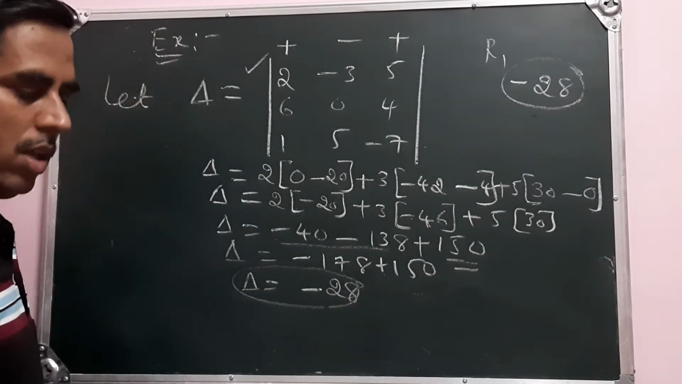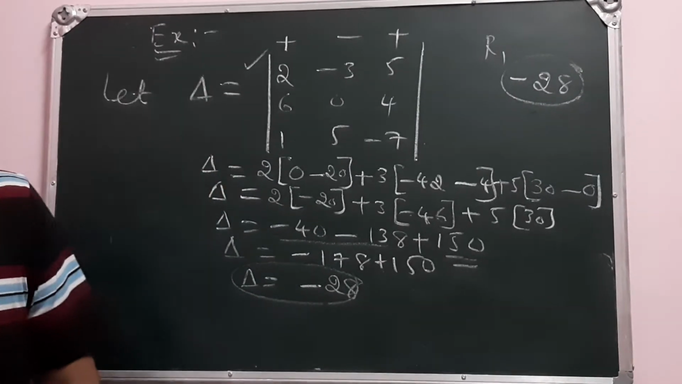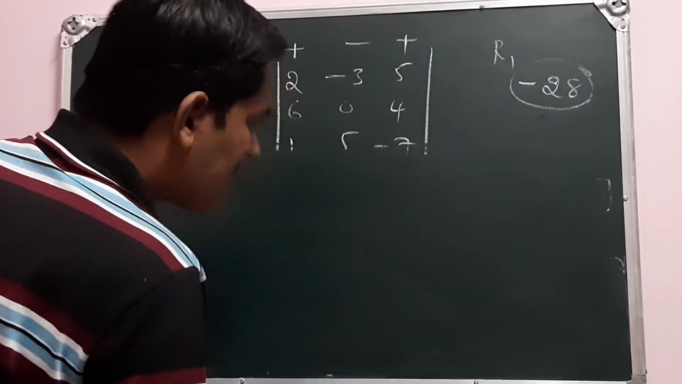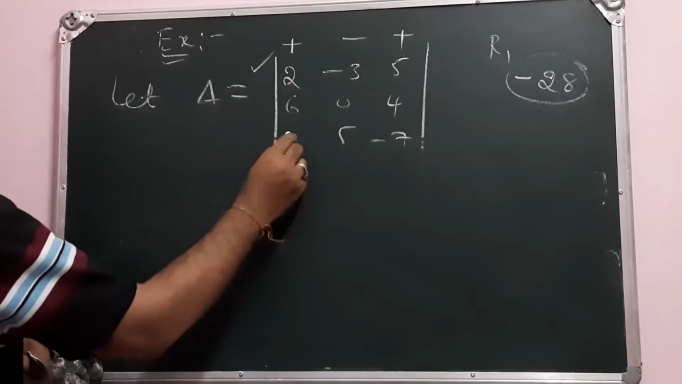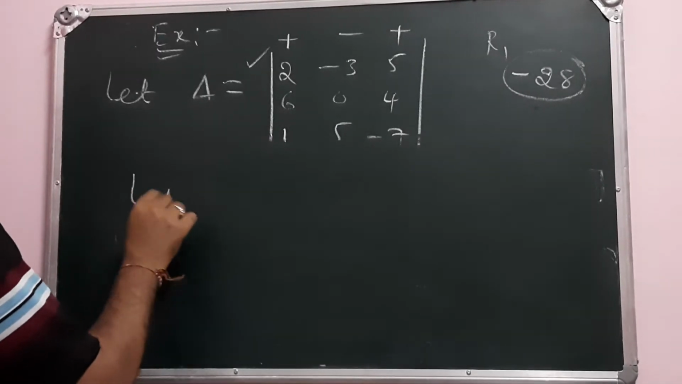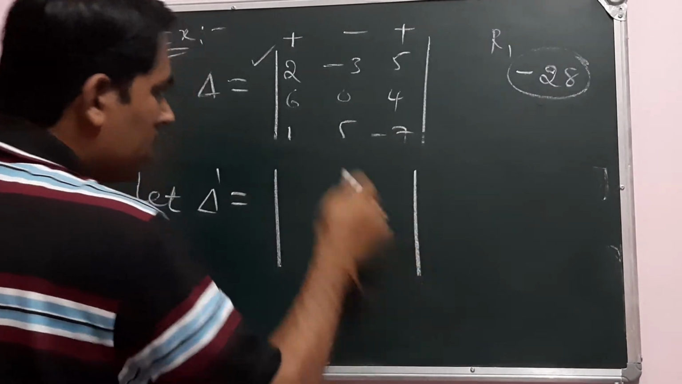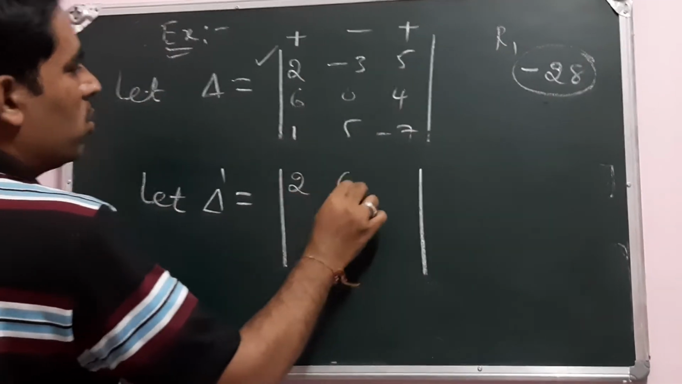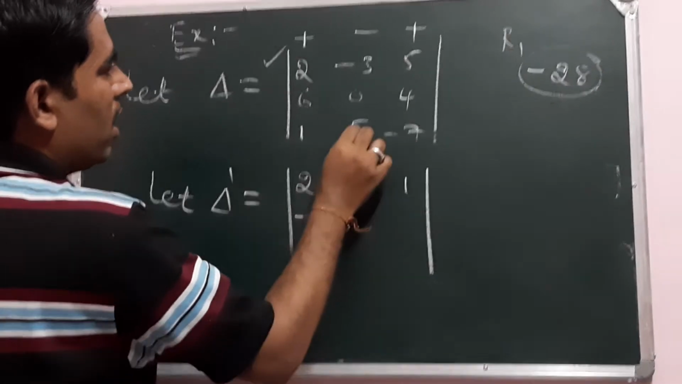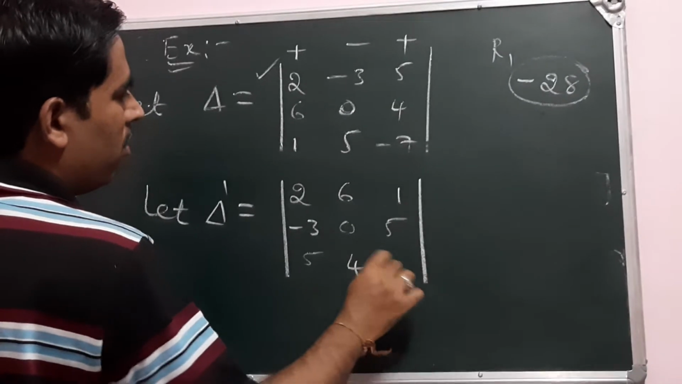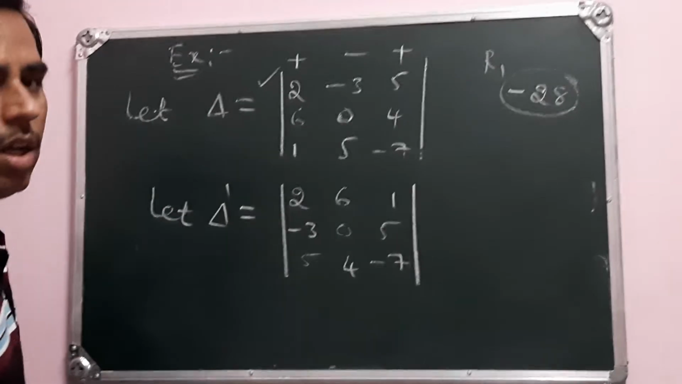Okay. Next, what does the property say here? Let us interchange the rows and columns here, then I get another matrix. Let delta dash be this: I will interchange the rows and columns, so 2, 6, 1; minus 3, 0, 5; 5, 4, minus 7. I have interchanged the rows and columns.